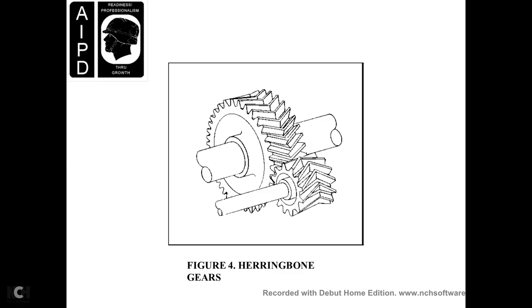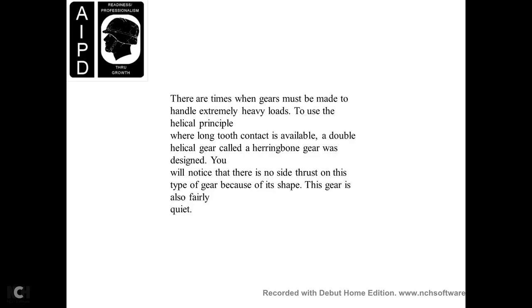Figure 4, the herringbone gears. If gears are made for extremely heavy loads, the helical principle of long teeth in contact can be doubled. This gear is called the herringbone gear. With this design, you will notice that there is no side thrust on this type of gear because of its shape. This gear is also fairly quiet.